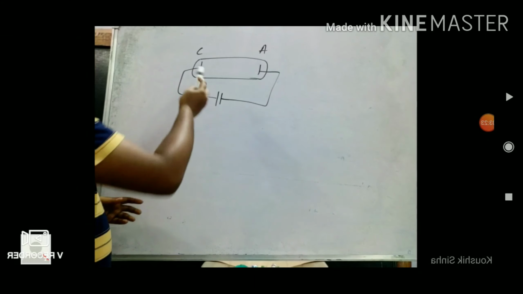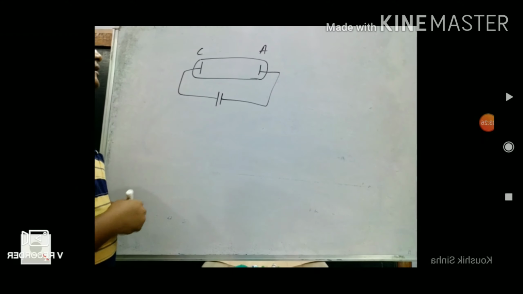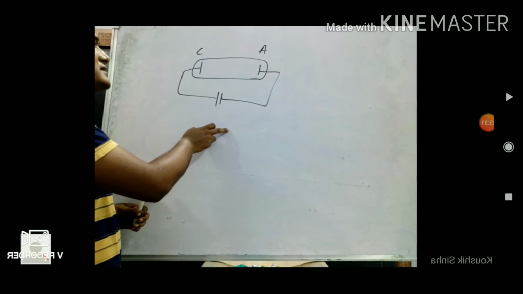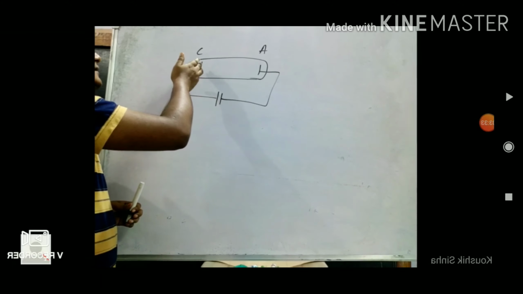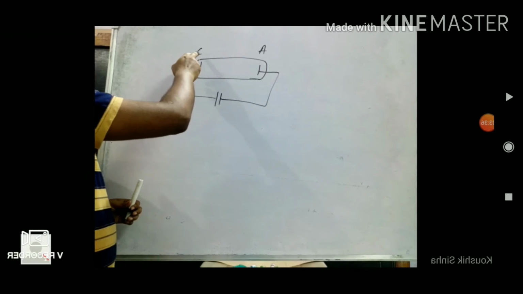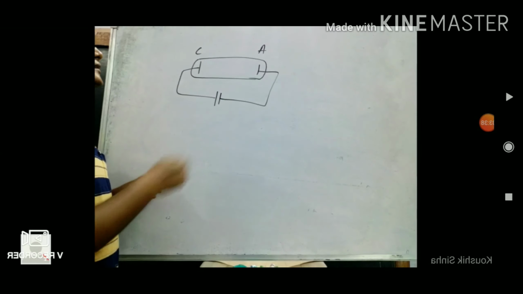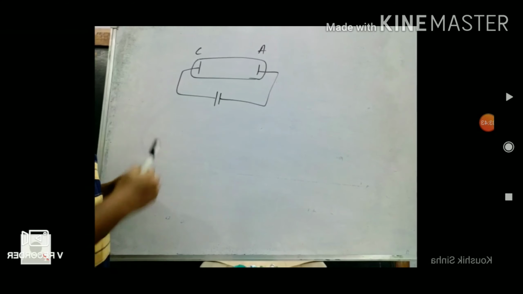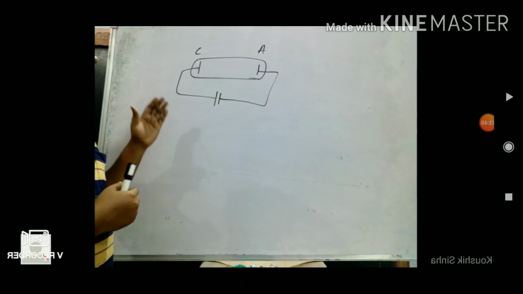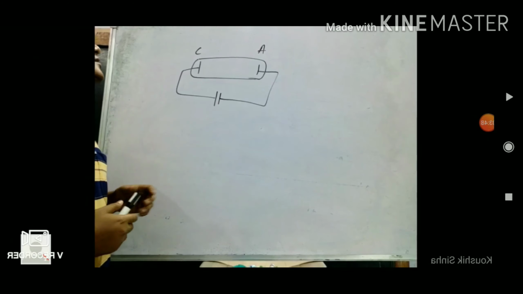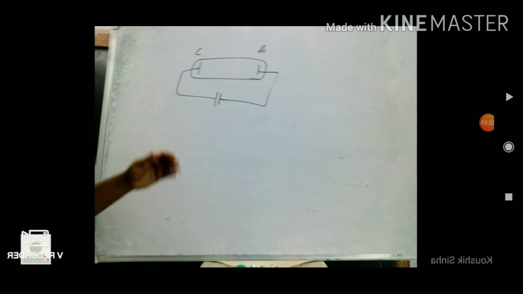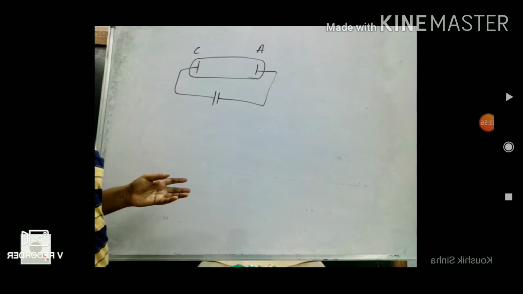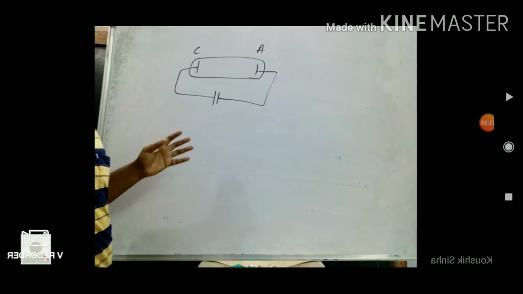Now what happens is, when we apply the high potential difference, invisible radiation is generated from the cathode and it travels to the anode. When we go through the characteristics of cathode rays, we discover what cathode rays actually are. They are high speed electrons.